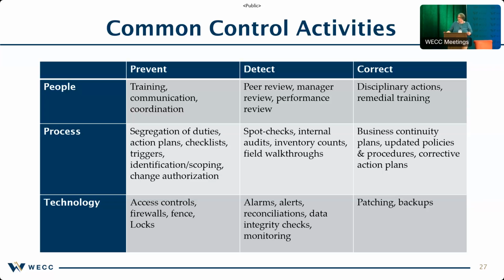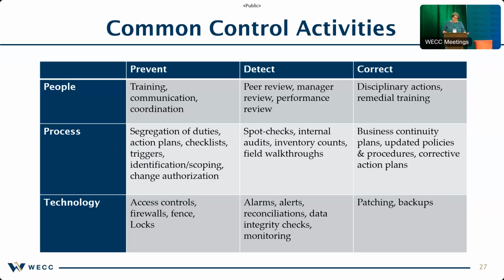The people controls, if we want to talk about it from that standpoint, are typically procedural in form. If you focus on the process, you can prevent circumventing the process through segregation of duties or checklists. You can detect through internal audit, or you can correct through business continuity plans. The processes listed here could be procedural or they could be automated if you look at it from a form perspective. An example of that would be the change authorization, which is a preventative control that focuses on process, but it can be manual or it can be automated.